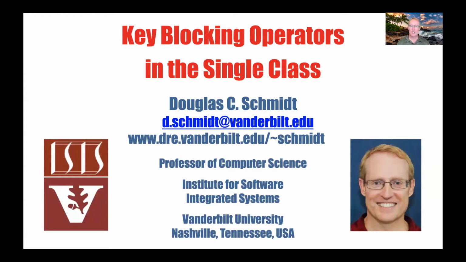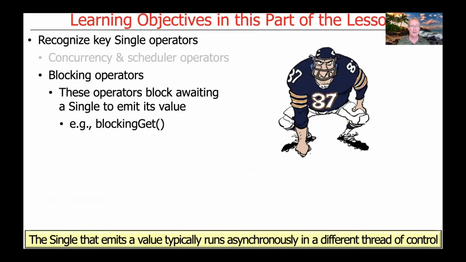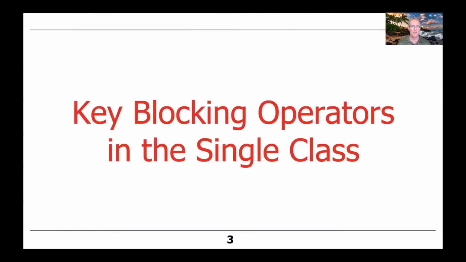We're now going to turn our attention to a key blocking operator defined in RxJava's Single class. This operator will block the calling thread awaiting a Single to emit its value. The operator we're going to talk about here is the blockingGet operator. Note that the Single that emits a value is typically running asynchronously in a different thread of control than the thread that's calling blockingGet on the Single.